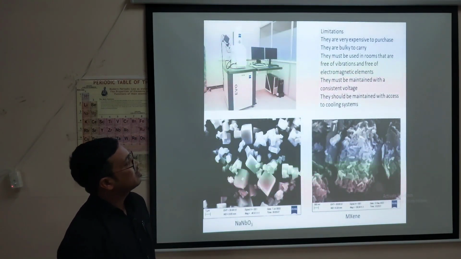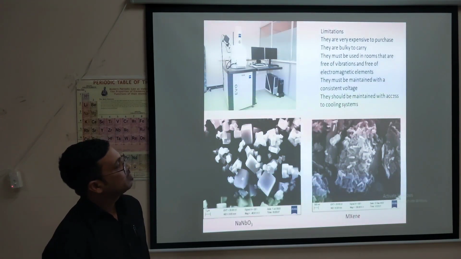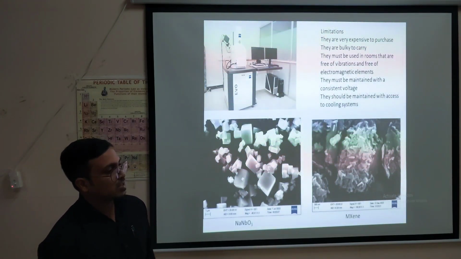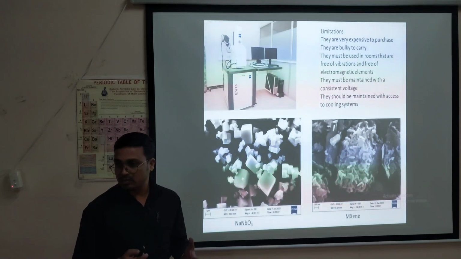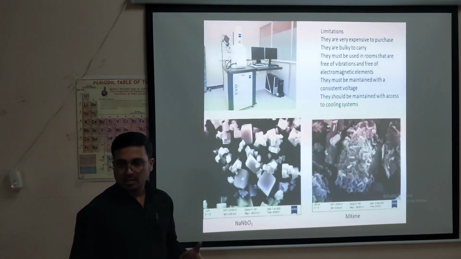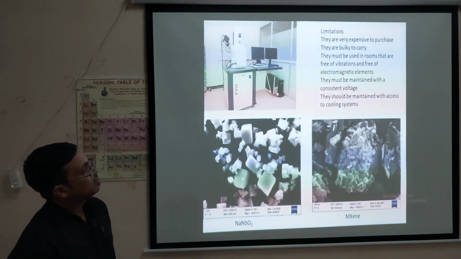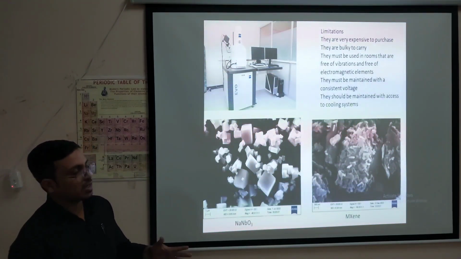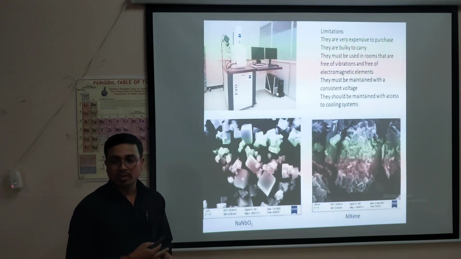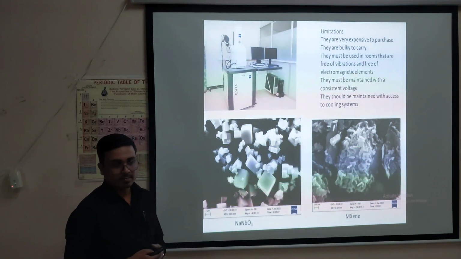Bulk to carry, look, these are the things. There should be a cooling system, because a high amount of heat will be generated out there. I told you the temperature range. So in order to neutralize this high temperature range, there needs to be a good cooling system around.